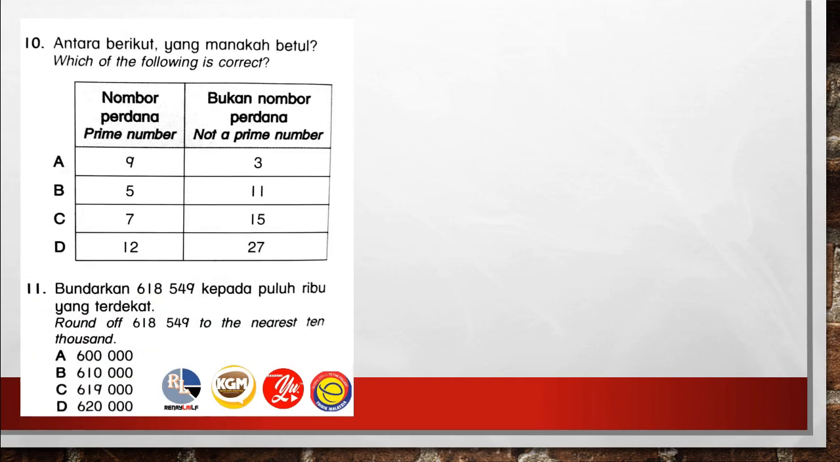Alright, let's look at question 10. Prime numbers. Prime numbers are numbers which can be divided only by itself and 1. For example, the first prime number is 2. 2 divided by 2 is 1, or it can be divided by 1, giving 2. So this is a prime number. Anything that can be divided by a different number is not a prime number.